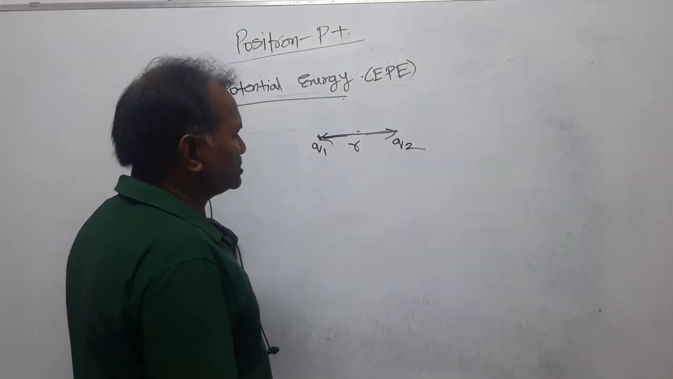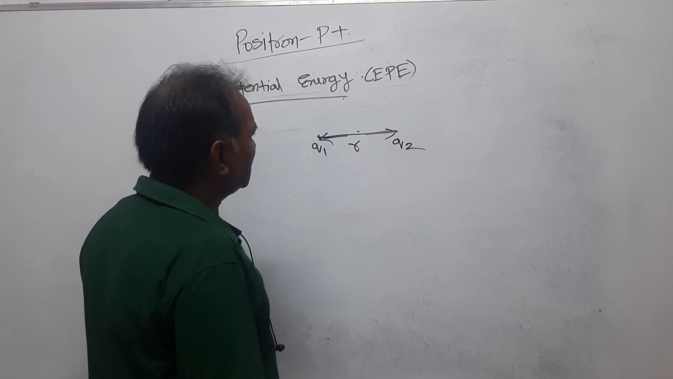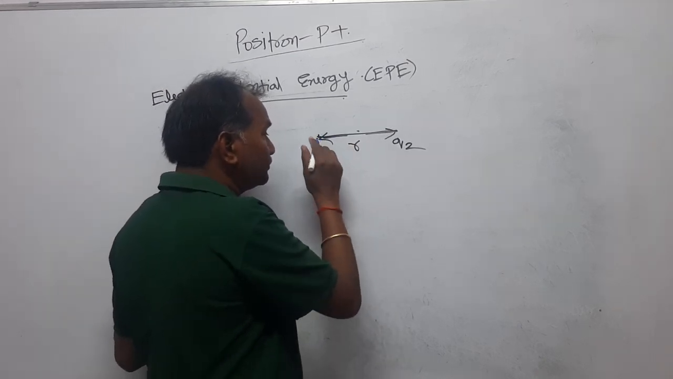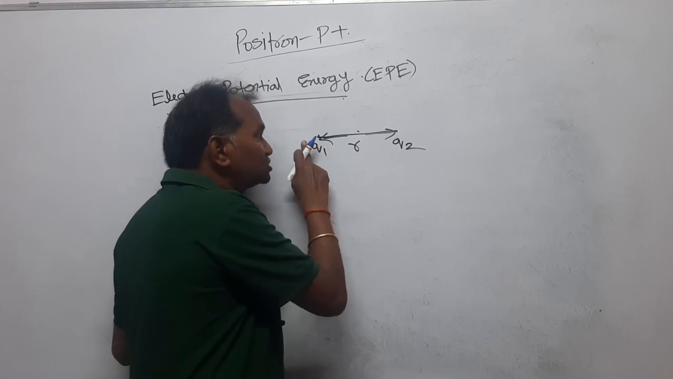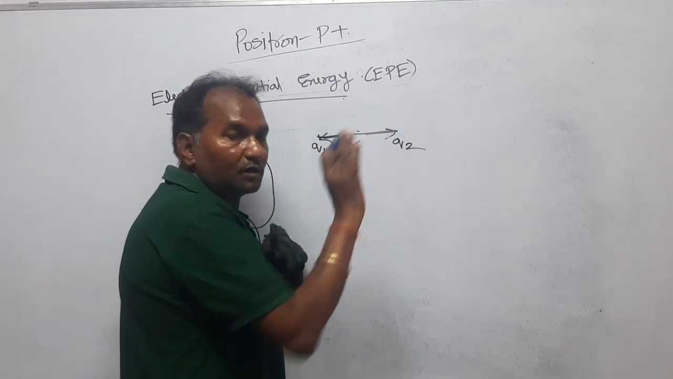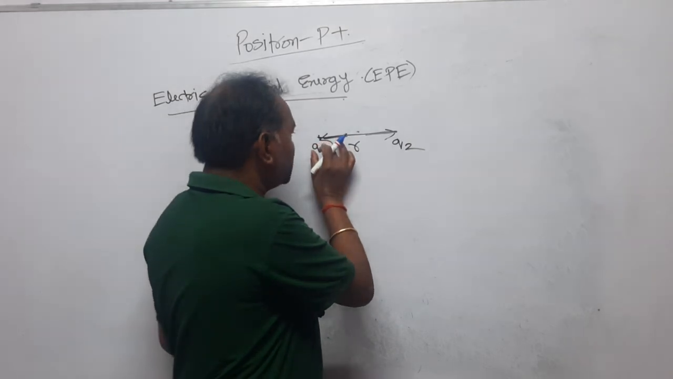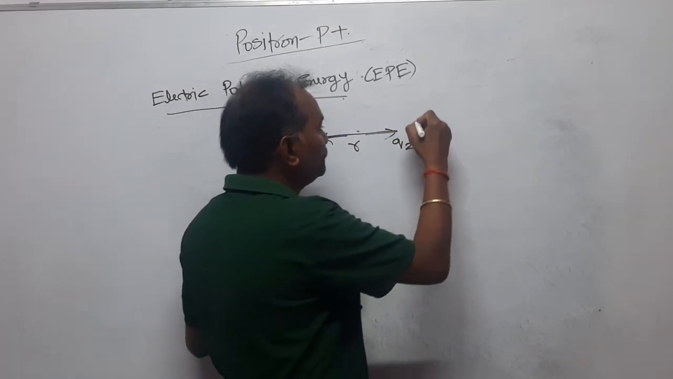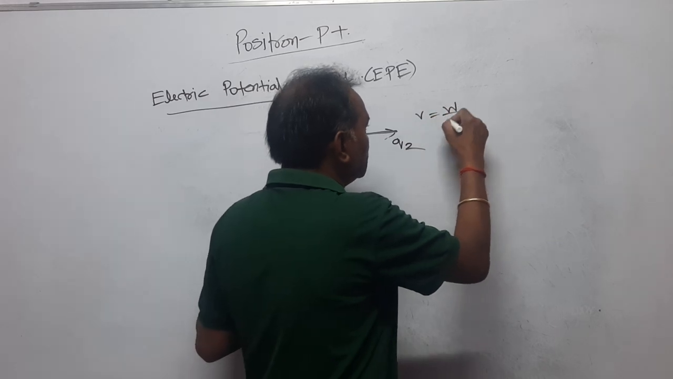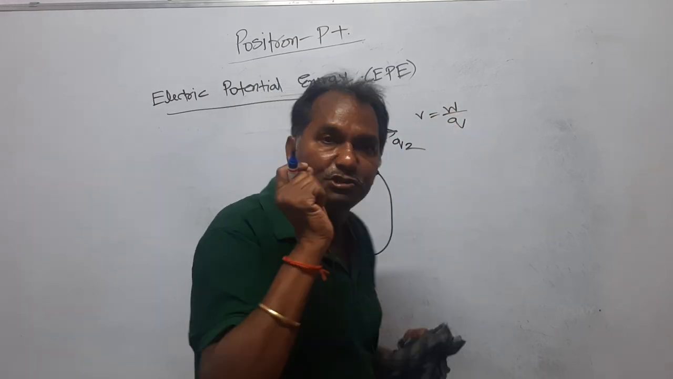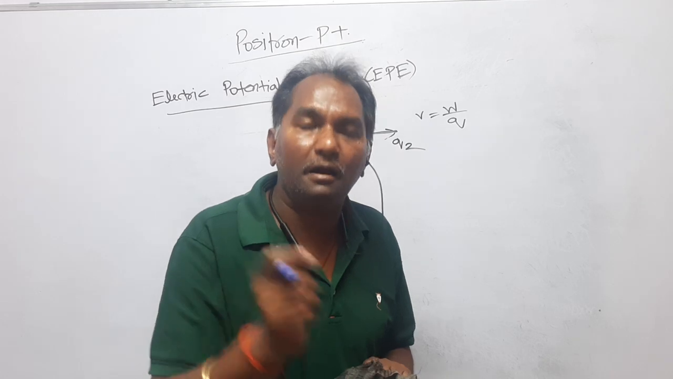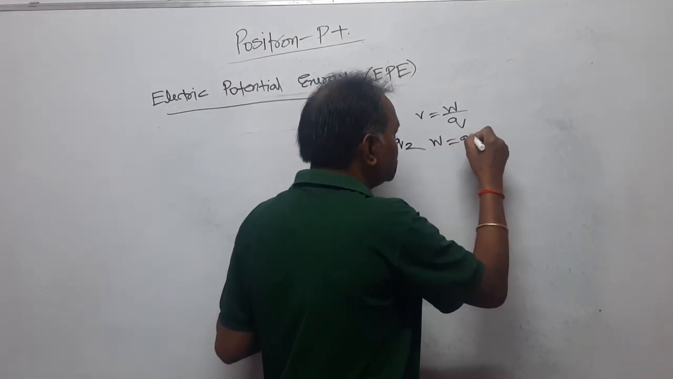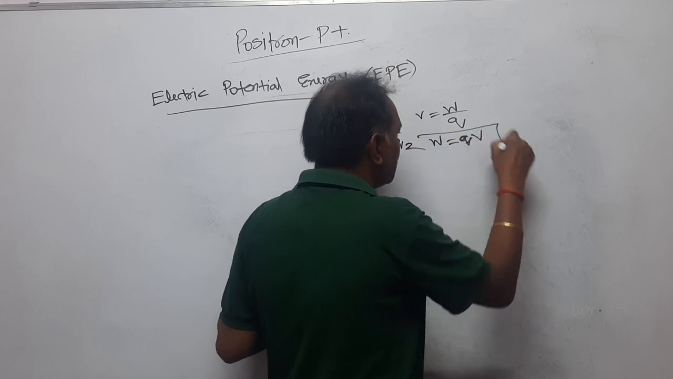Nothing is very special. You can say that, dear student, either you find the potential due to this charge at this point, and we know V is equal to W upon Q. So if at a point the potential is V and a charge Q is brought from infinity to that point, then work done is W equal to Q into V. The same process I am applying.